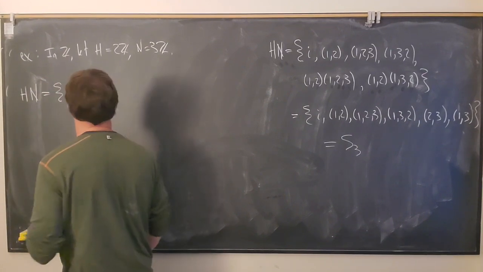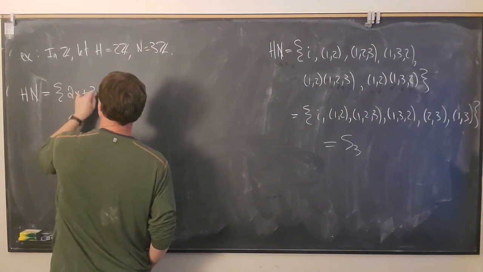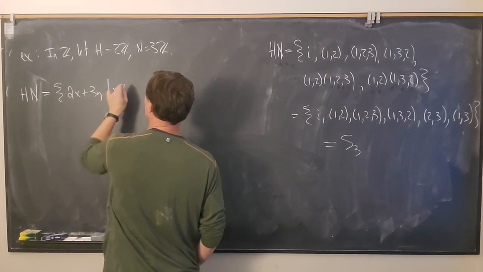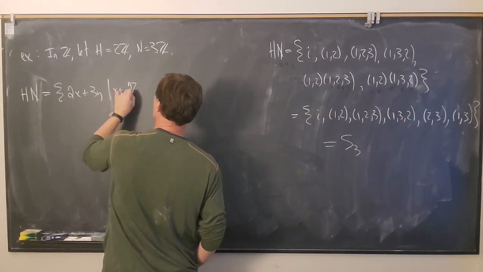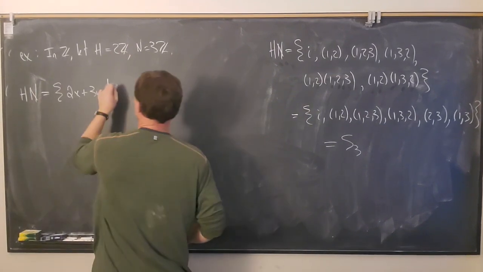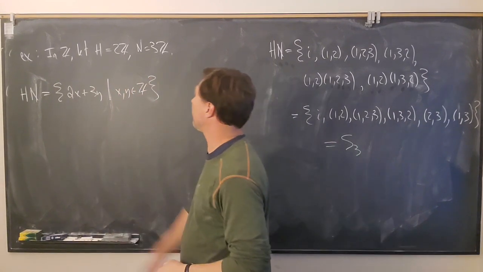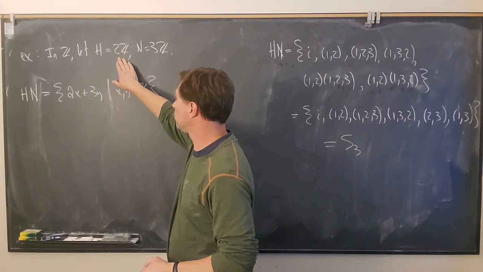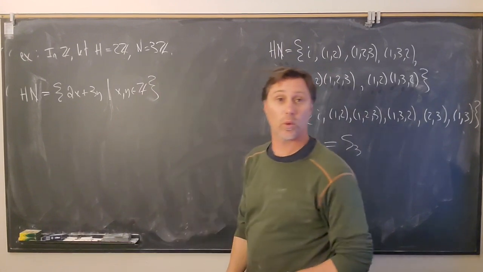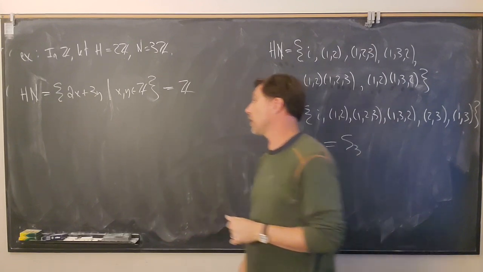But who's that going to be? It's going to be everything of the form 2x plus 3y, where x and y are in Z. What you would have is a multiple of 2 plus a multiple of 3. And I'm going to use plus because that is the operation when you're working inside Z. And notice, that's equal to Z right there.